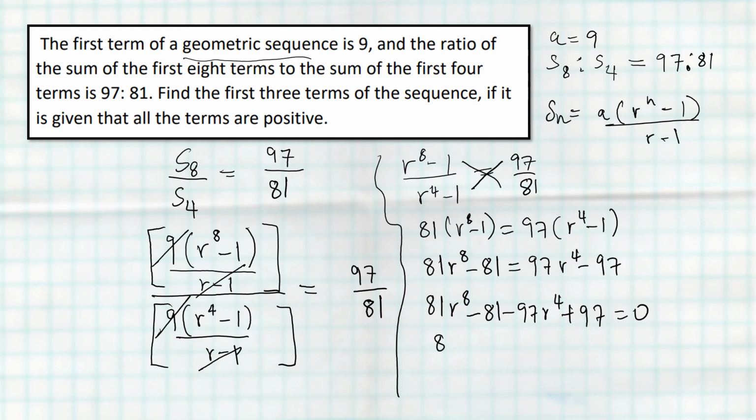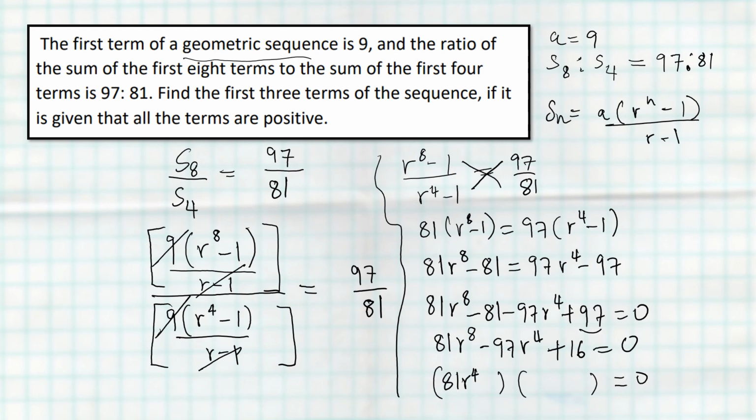So if I can write it properly, it's 81 R exponent 8 minus 97 R exponent 4 minus 81 plus 97. So it's minus 81 plus 97, which gives me plus 16 equals 0. Can you see now that we can use the K method to say, let K be equal to R exponent 4. Or you can basically factorize this, if you know how to factorize.